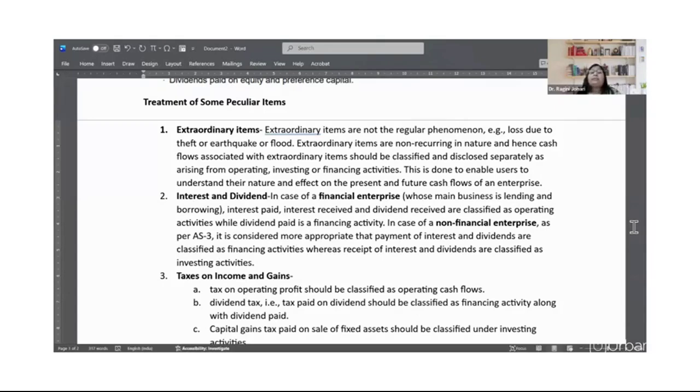So in such companies' cases, like for example banks or NBFCs, interest paid, interest received, and dividend received will be part of operating activities, whereas dividend paid will be part of financing activities.